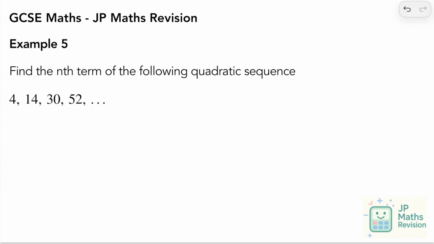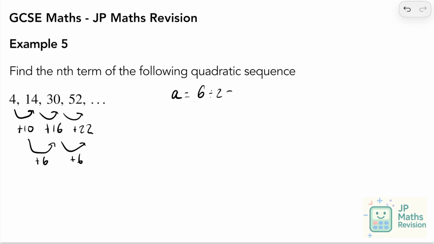Here's another example. So we're finding the nth term of this quadratic sequence. So firstly, we need to work out what the second difference is. So 4 to 14, we add 10. 14 to 30, we add 16. 30 to 52, we add 22. And then 10 to 16, we plus 6. 16 to 22, we also plus 6. So we're going to start off by halving the second difference. So 6 divided by 2 is 3.